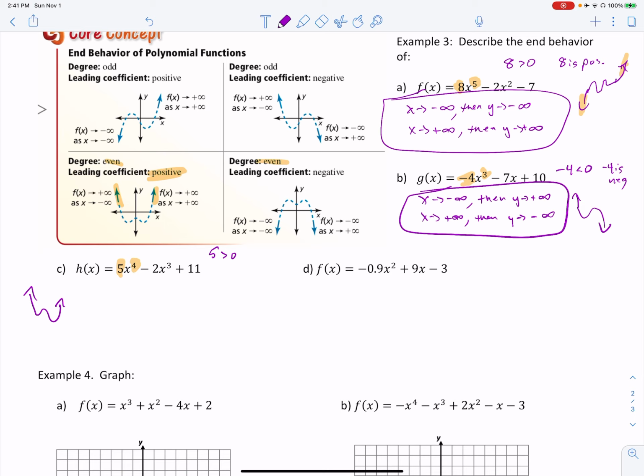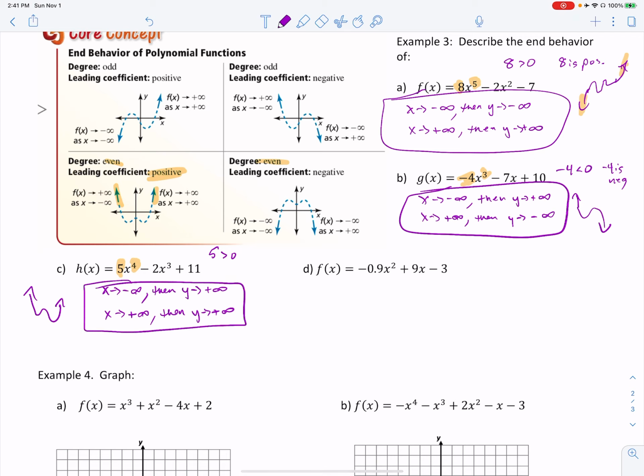And so how we describe end behavior: as x goes to negative infinity, then y is going to positive infinity. As x goes to positive infinity, then y is still going to positive infinity. Because when it's even degree and you have a positive leading coefficient, both ends go up.